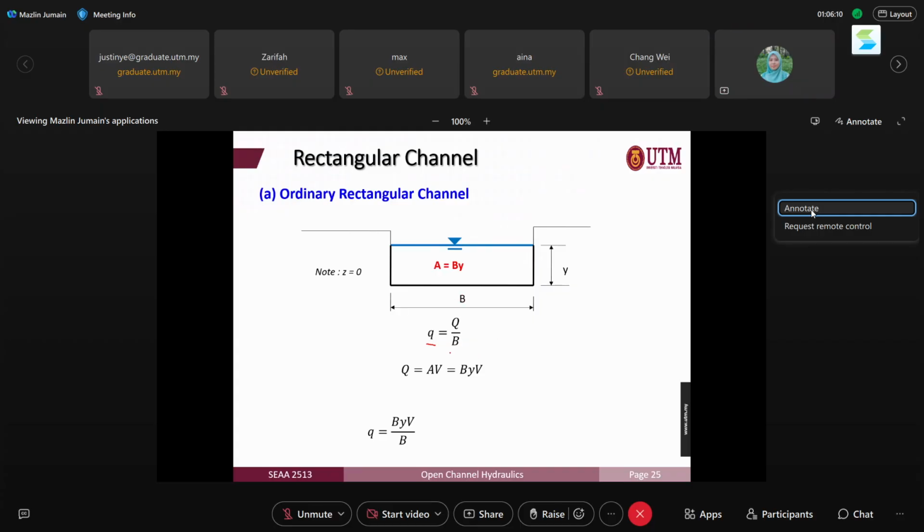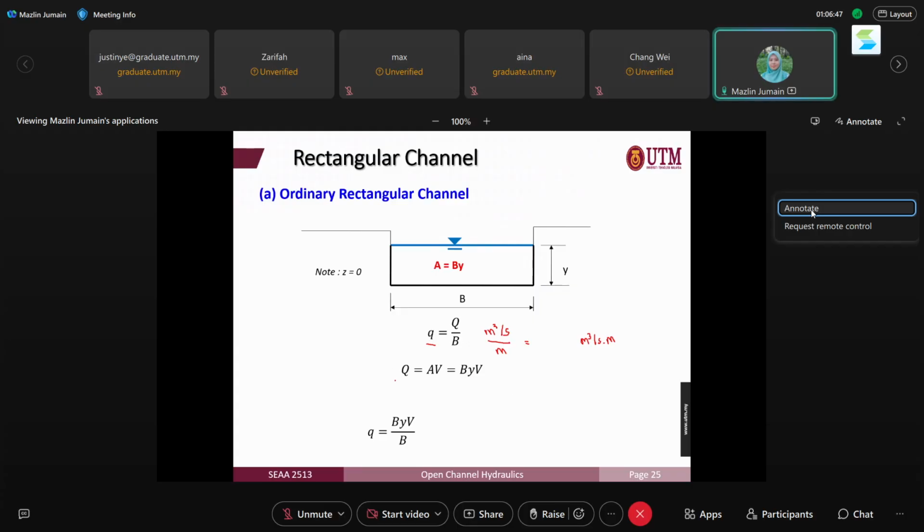So the unit for small q is meter cube per second. This is the unit for flow rate, and B is in meter. So the unit for unit discharge is meter cube per second per meter. Basically saya minta student saya akan tulis meter cube per second per meter. Not tambah lagi slash, not. Just letakkan dot per meter kat sini.